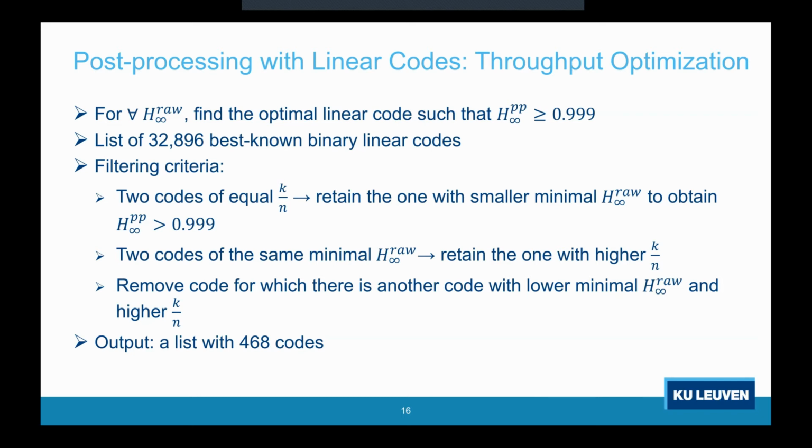First, for each code, we determine the minimum necessary mean entropy of the raw bits, which is needed to achieve the mean entropy higher than 0.999, and the code rate k over n. Then we classify a code as suitable if, among all codes with the same rate, it has the lowest required minimum necessary mean entropy of the raw bits. Among all codes with the same minimum necessary mean entropy of the raw bits, it has the highest throughput. And all other suitable codes with higher rates have higher minimum necessary mean entropy of the raw bits. So when we prune this list, we are left with 468 suitable codes. This list is then sorted in descending order of the minimum necessary mean entropy of the raw bits.